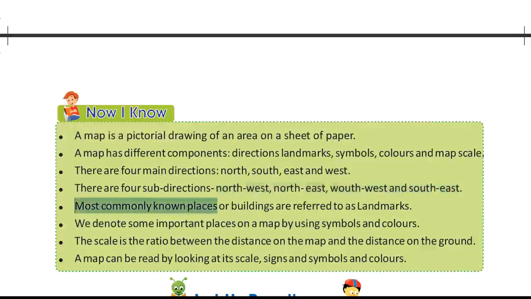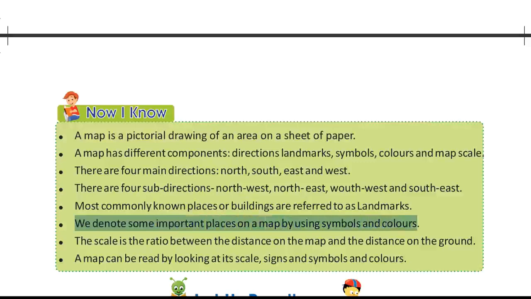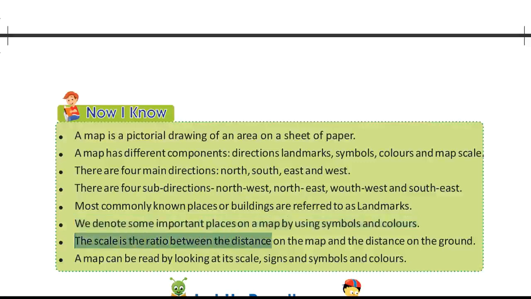Most commonly known places or buildings are referred to as landmarks. We denote some important places on a map by using symbols and colors. The scale is the ratio between the distance on the map and the distance on the ground. A map can be read by looking at its scale, signs and symbols and colors.